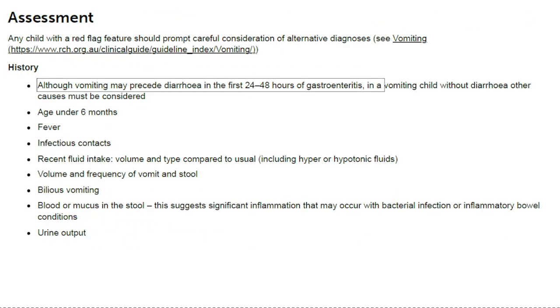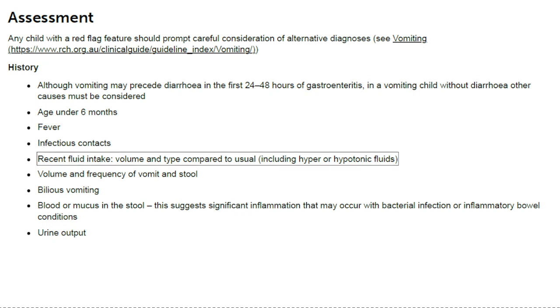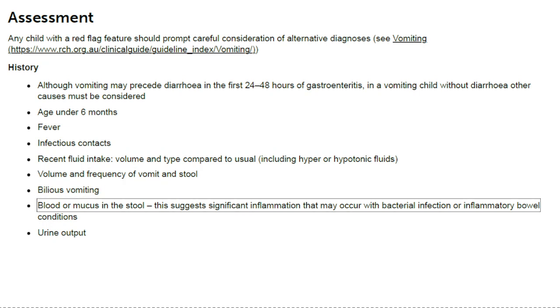History. Although vomiting may precede diarrhea in the first 24-48 hours of gastroenteritis, in a vomiting child without diarrhea other causes must be considered. Age under 6 months. Fever, infectious contact, recent fluid intake, volume and type compared to usual, including hyper or hypotonic fluids. Volume and frequency of vomit and stool. Bilious vomiting. Blood or mucus in the stool. This suggests significant inflammation that may occur with bacterial infection or inflammatory bowel conditions.